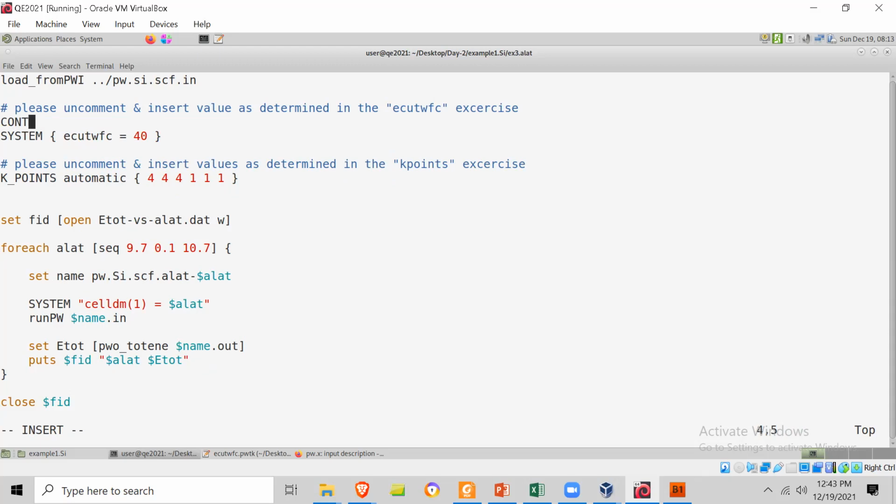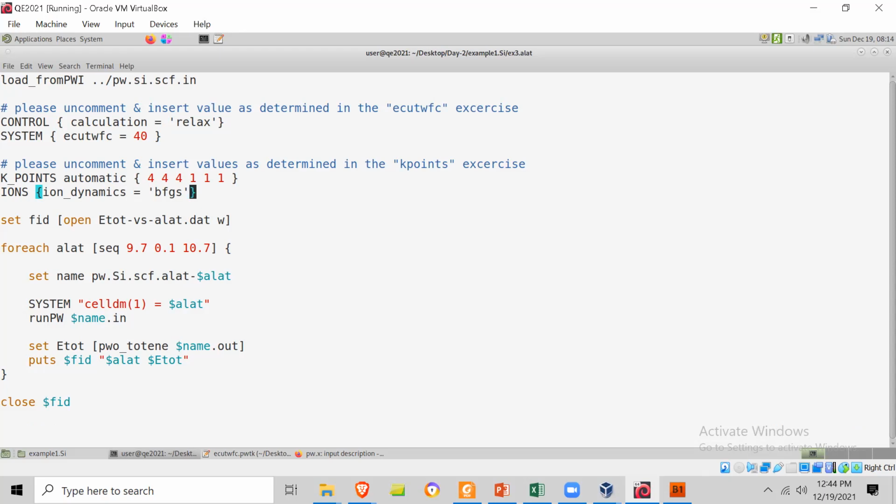Change the control. So in control you'll change the keyword, which is the calculation. You have to change the calculation to relax, and the relax will take care of the ions. So then you have to say okay, ions, and you'll have to set the ion dynamics equal to BFGS. So now what will happen is each of the lattice parameters will be changed, but in each of these calculations, it will also run an optimization for the ions.